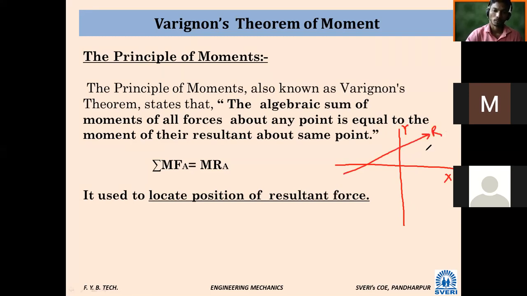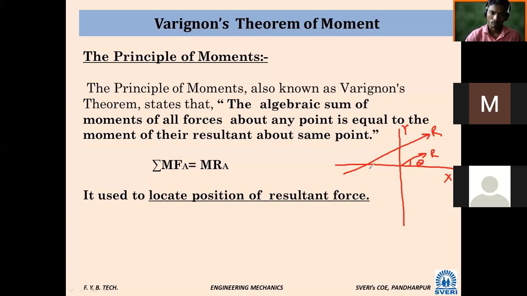Actually, R is here, and its direction. In methods of resolution we did only this much: we found the resultant and its direction, that is theta. Then using Varignon theorem, this distance we can find, the distance between these two parallel lines, which we call d or x.